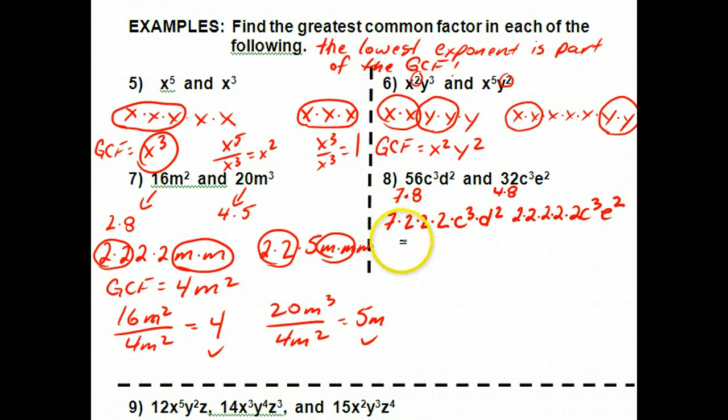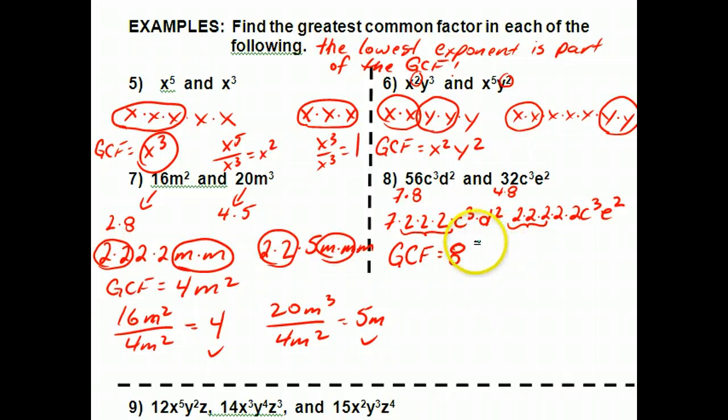So let's find the common factor for the constant first. Here it looks like I've got 3 2's, and I can also take 3 2's out here. So 2 times 2 times 2, 3 2's, is 8. So we're looking for our GCF here, right? So our GCF is equal to, our 3 2's is 8.